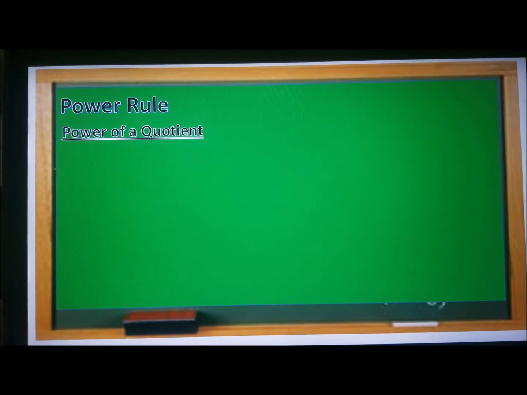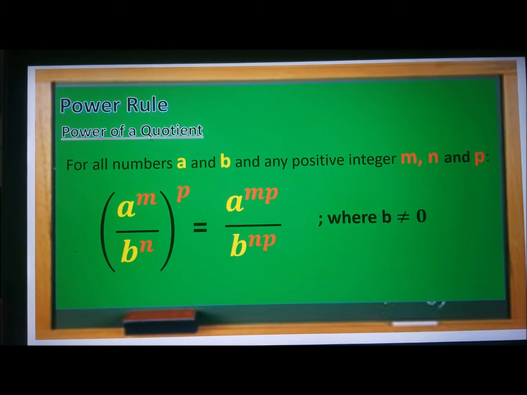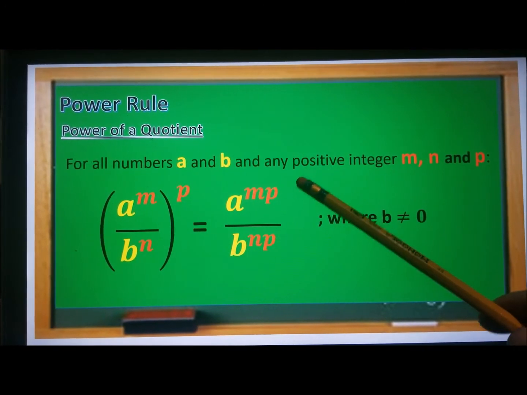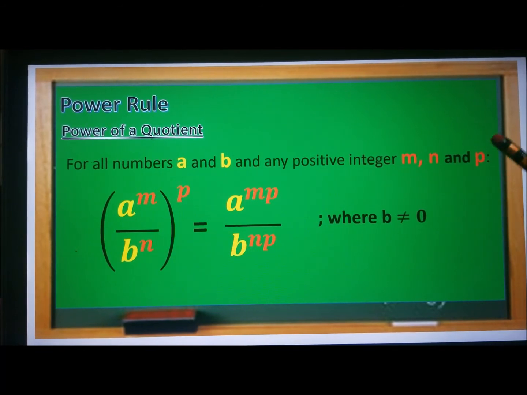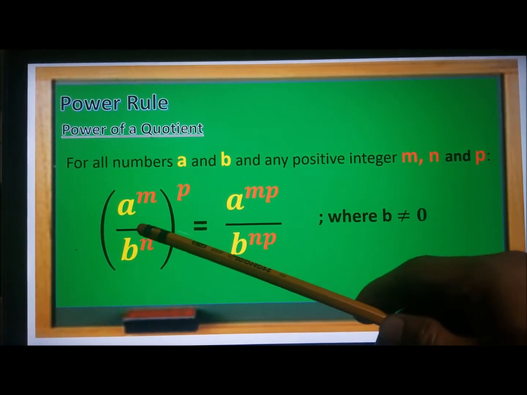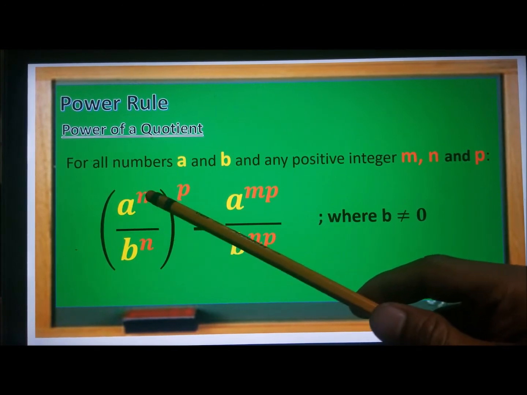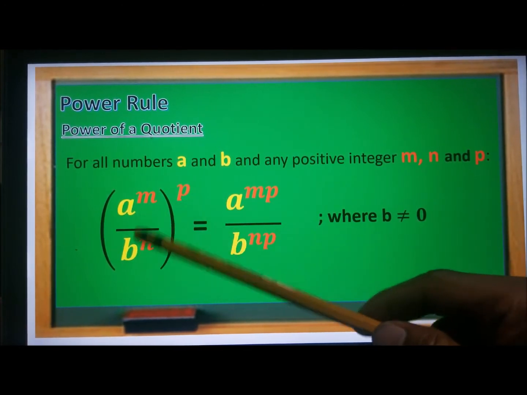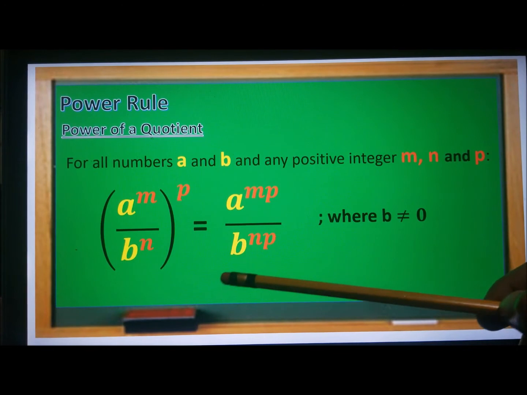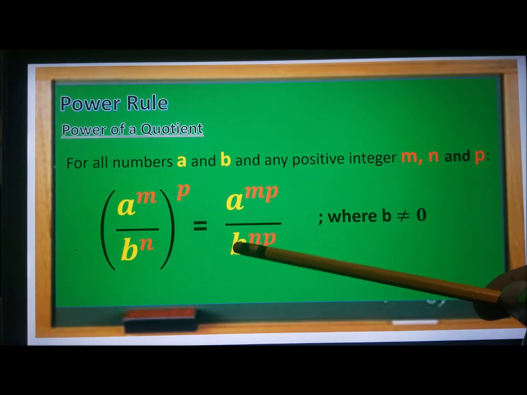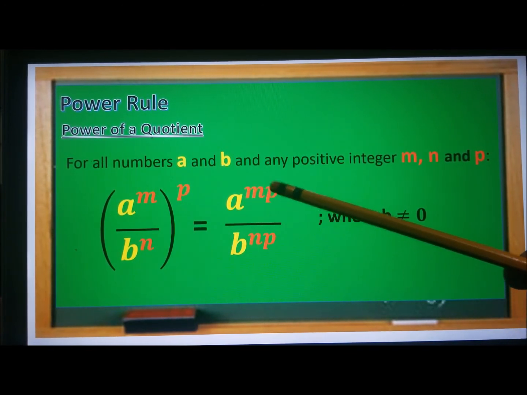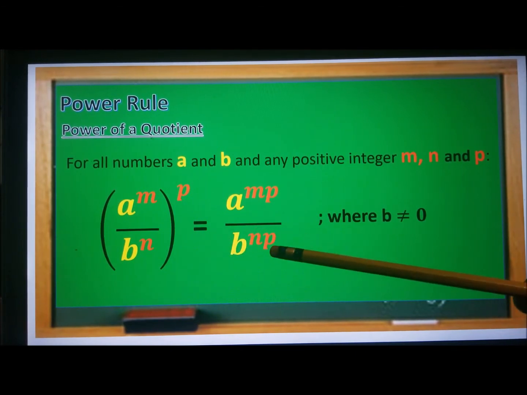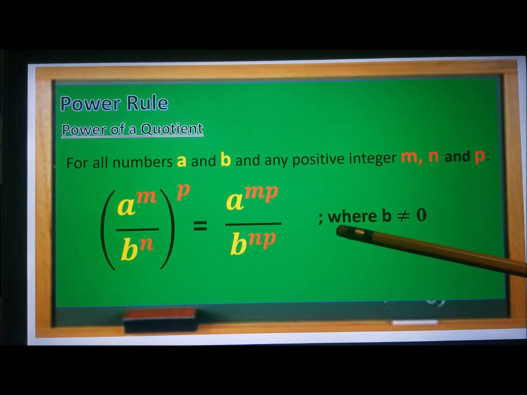For the next rule, we have the power of a quotient. This rule says that for all numbers a and b and any positive integers m, n, and p, the quotient of a raised to m and b raised to n, all raised to p, is equal to the quotient of a raised to mp and b raised to np, where b is not equal to 0.